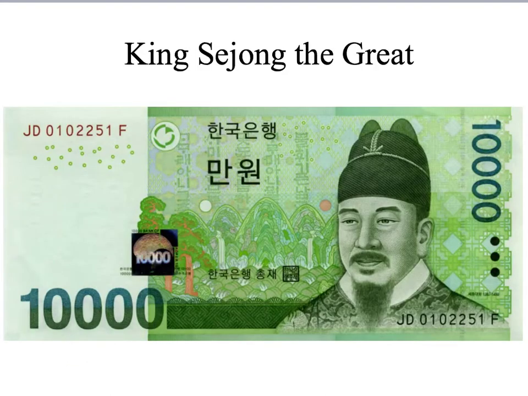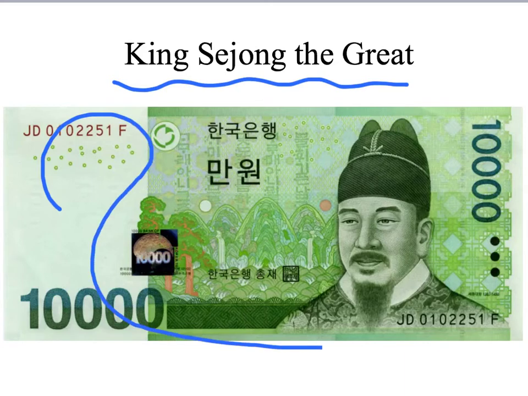Now, for the greatest king that we will look at in Korea's history, King Sejong the Great. Look carefully behind him, and what do you see?